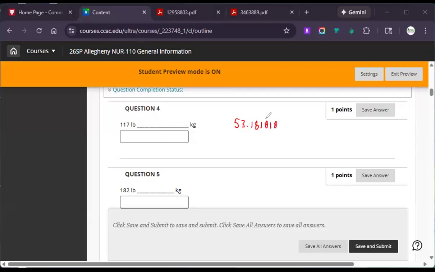Okay. So what I'm going to do is follow rounding rules that say if the number is greater than 1 and we're going from household system units to the metric system units, then we're going to round. So I'm going to look at this number here, the 8. The 8 is bigger than 5. So that tells me I'm going to round up to 53.2. And then you would put your answer at 53.2.